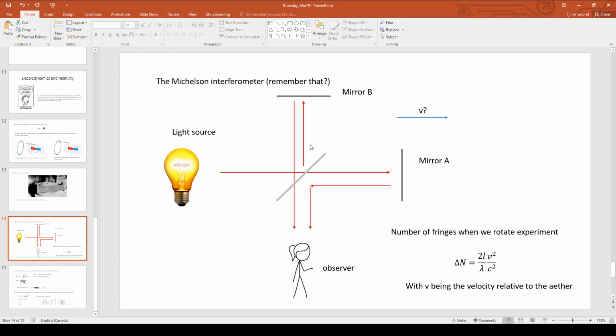Okay, so let's put in some numbers for this. If our wavelength of light here is about 500 nanometers, which is kind of like green light, slightly blue-green light, and the length of each of these arms was 11 meters, so it's quite a large distance. If the velocity of the Earth around the Sun is on the order of 30 kilometers per second, or 3 times 10 to the 4 meters per second, this gives a relative v over c of 1 times 10 to the negative 4.